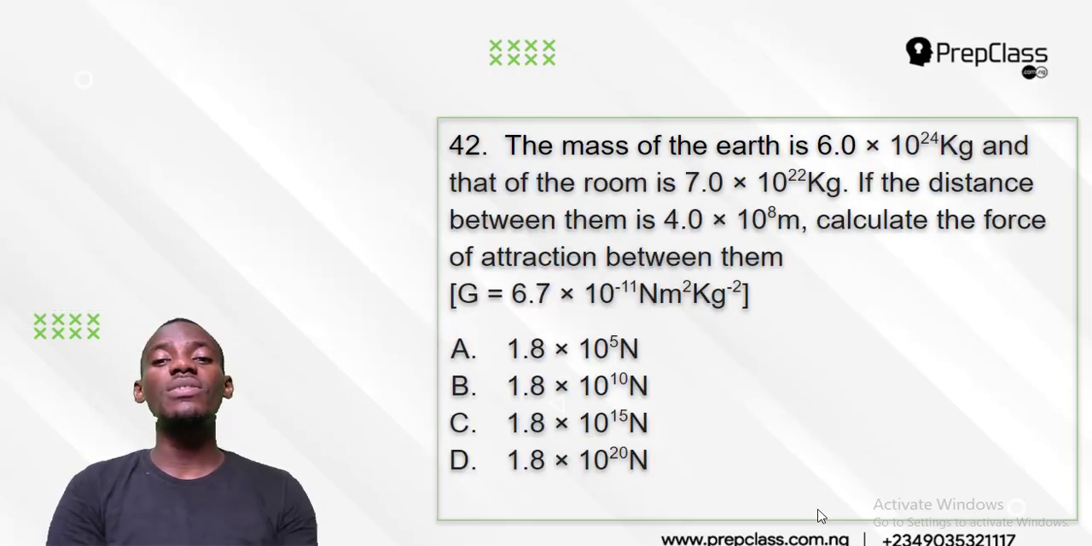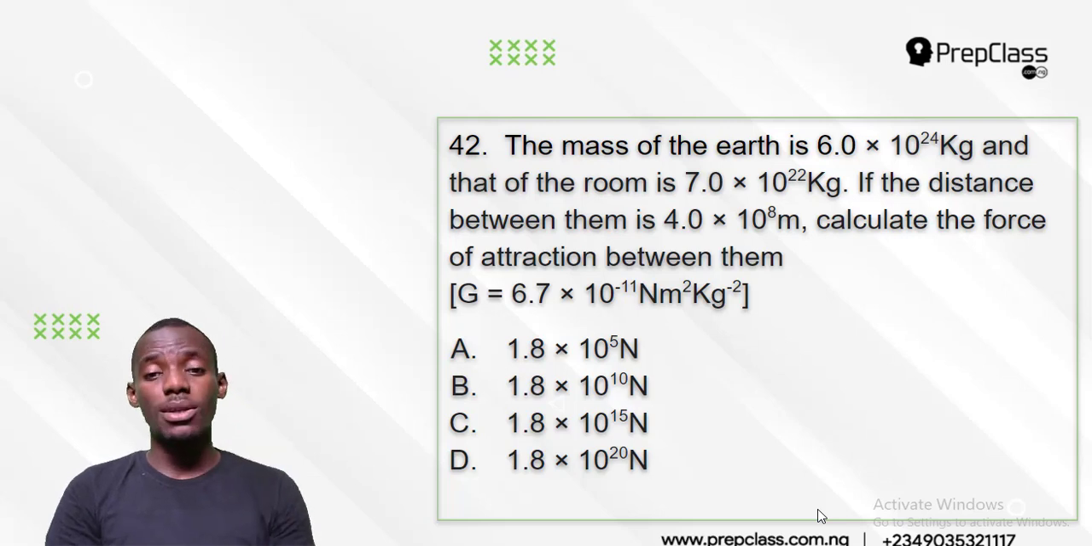Now let's talk about Newton's law of universal gravitation question. I love this question so much. Let's see. The mass of the earth is 6 times 10 to the power 24 kg, and that of the moon is 7 times 10 to the power 22 kg. If the distance between them is 4 times 10 to the power 8 meters, calculate the force of attraction between them. G, the gravitational constant, is 6.7 times 10 to the power minus 11 Newton meter squared per kilogram squared.